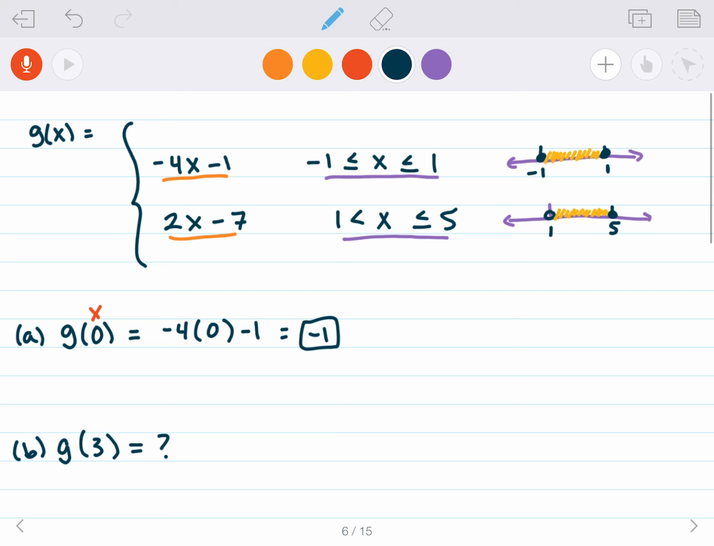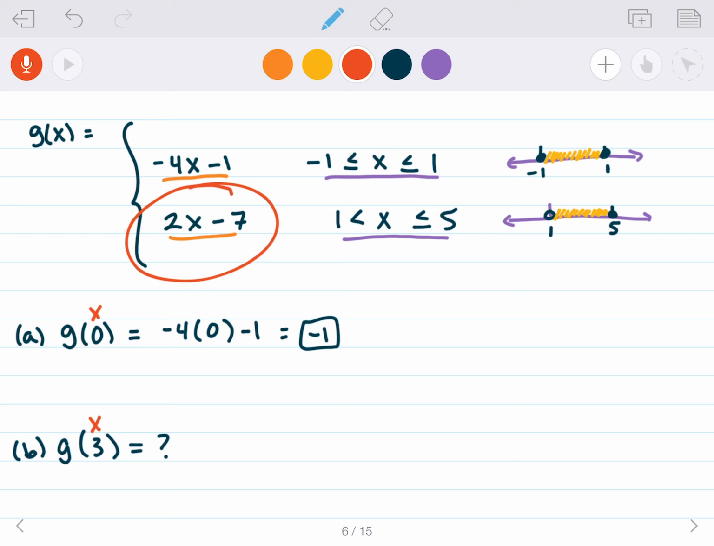What about g of 3? All right, well, first things first, we look at where x falls. Does x fall between -1 and 1? Or does x fall between 1 and 5? Well, x is between 1 and 5, right? X is bigger than 1 but less than or equal to 5, so we use this rule right here.